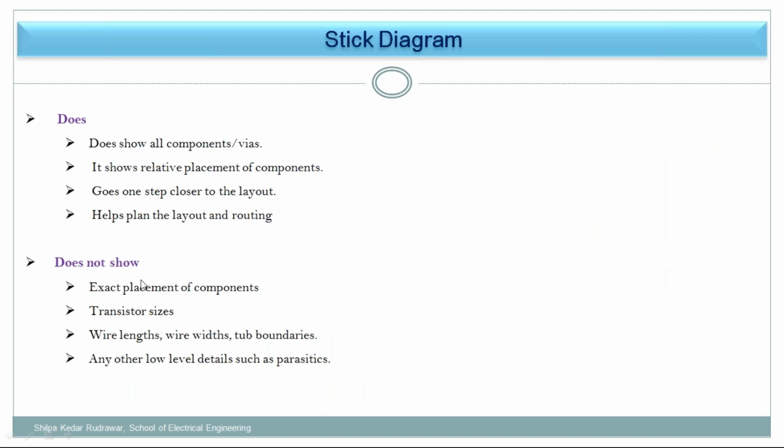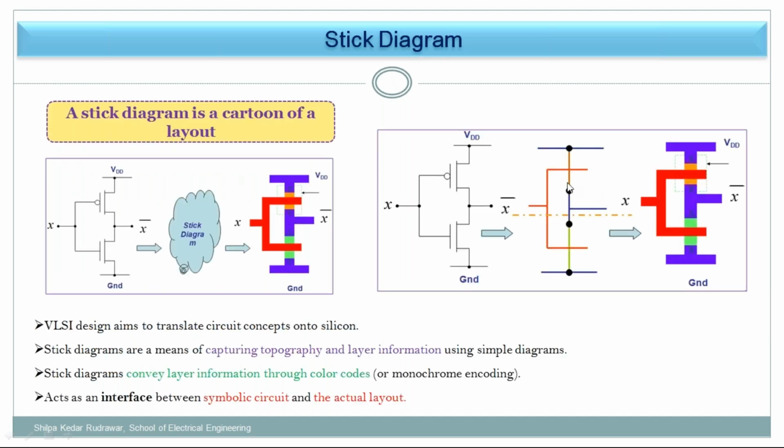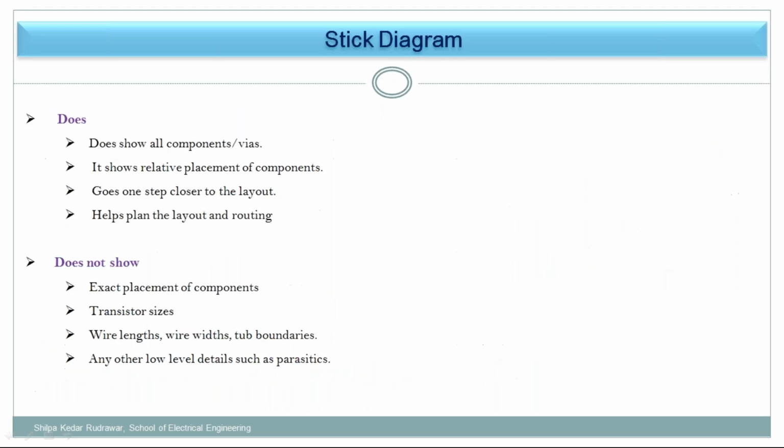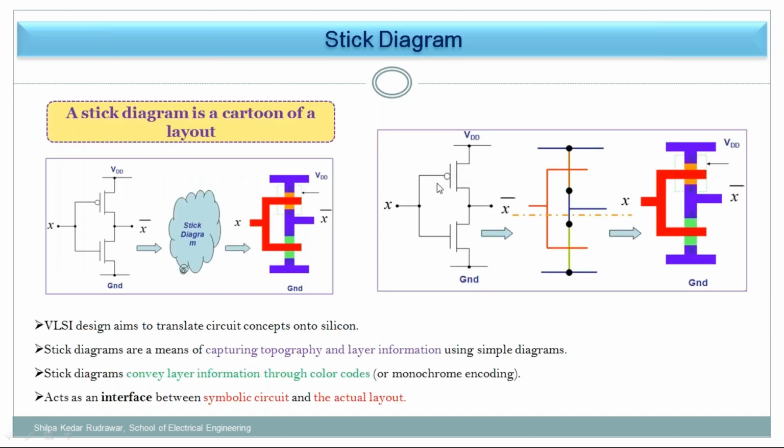Now, it does not show the exact placement, whether this will be lying over this portion or not. That is not shown by the stick diagram. Transistor sizes: it doesn't mention the W/L ratio of the transistor. Then wire length and width are also not shown by the stick diagram. Any other low level details such as parasitics. Parasitics means, as I have told you, there are some capacitances present. That information is not shown by the stick diagram.